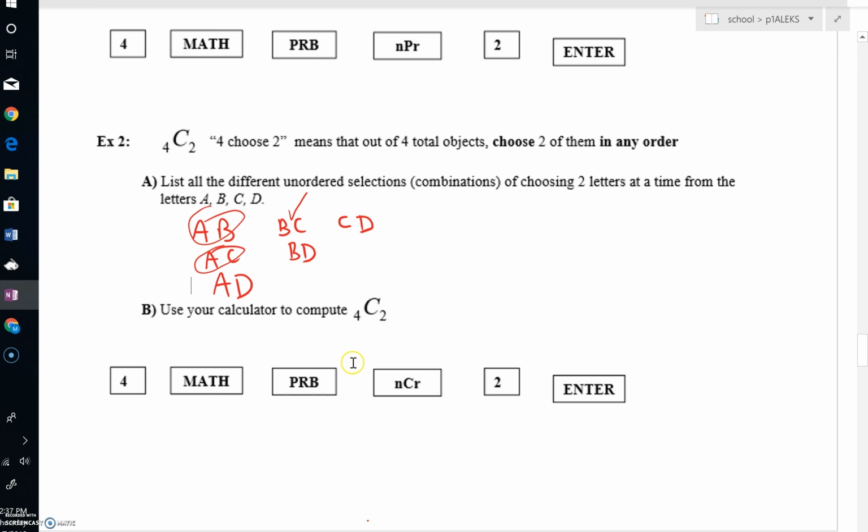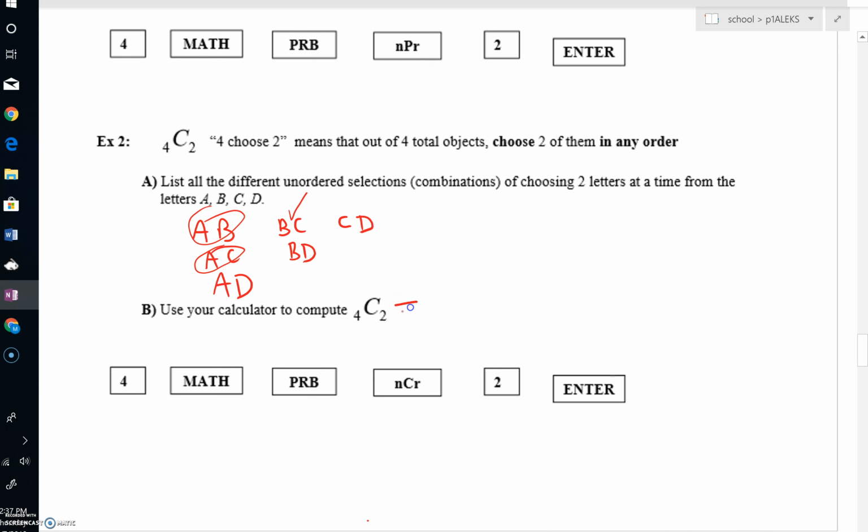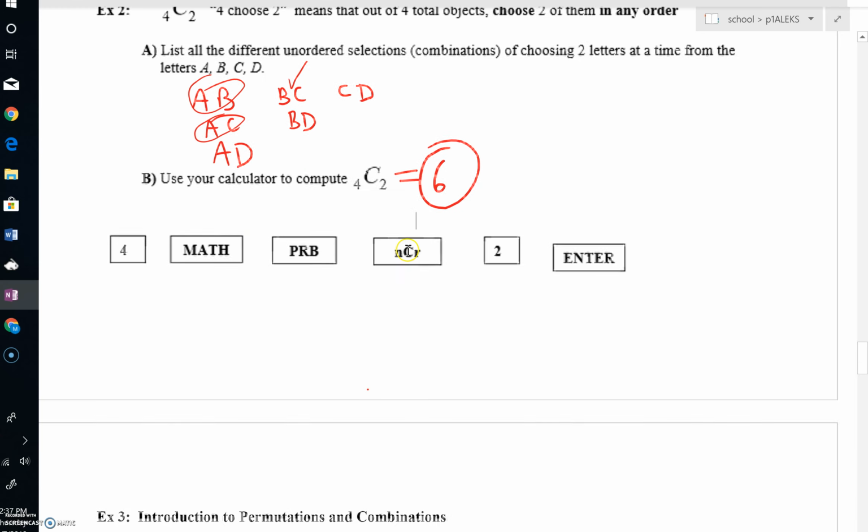How could we get help on the calculator? Well, this time we're going to do a combination. This is where order doesn't matter. So I'll go 4, Math, go to probability, but go nCr. So 4 nCr 2, you can see just like we counted up above, if order doesn't matter, any order is fine for those 2. You'd have 6 different groups that you could come up with.